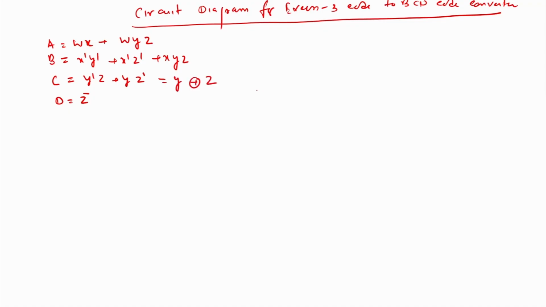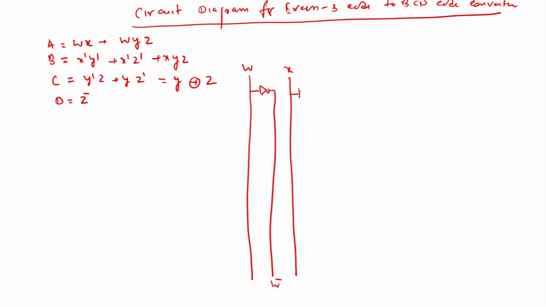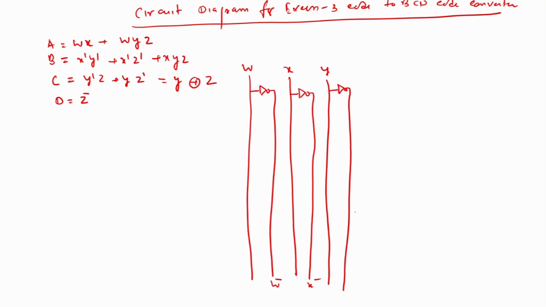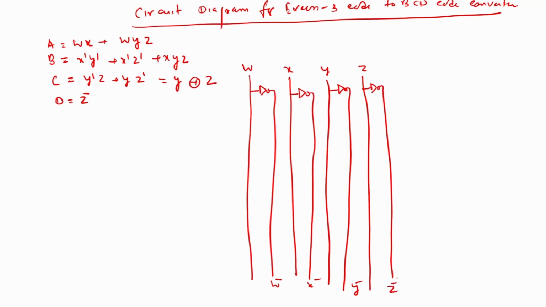When we design the circuit, suppose this is W, then this is W complement. Similarly, this is x, and when we complement it, this represents x complement. Similarly, y, this is y complement, similarly z, and this is z complement.